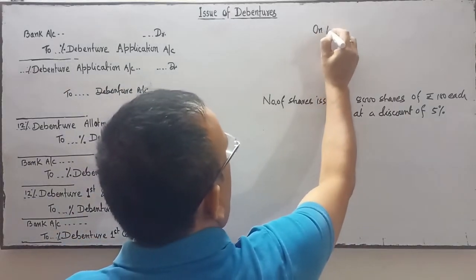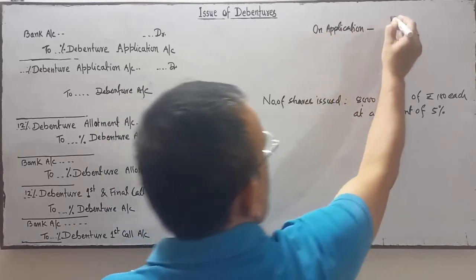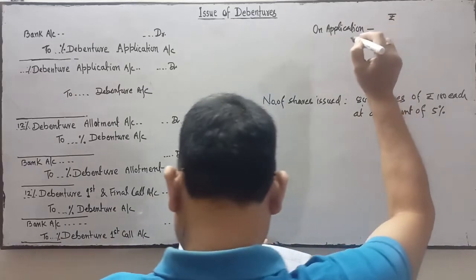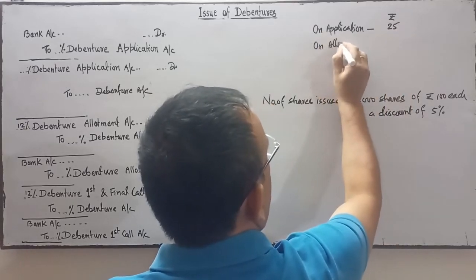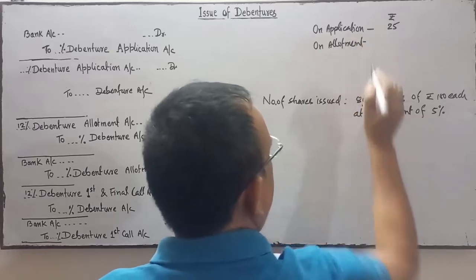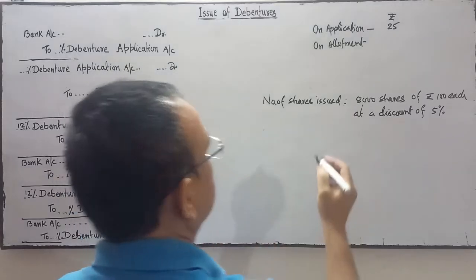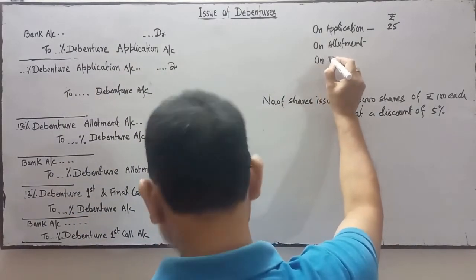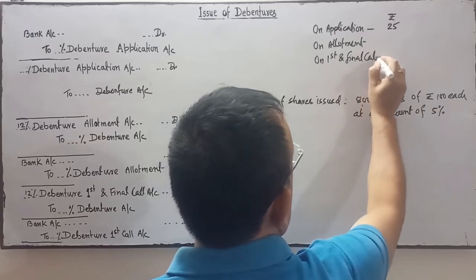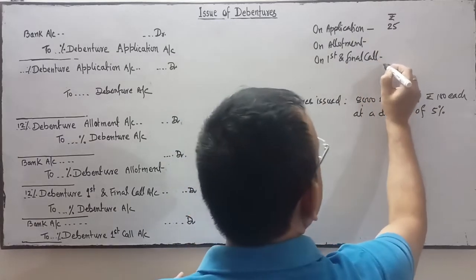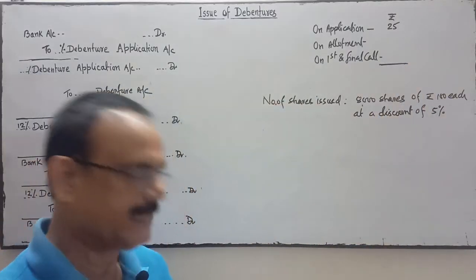payable as on application rupees 25, on allotment 25, and on first and final call is the balance amount.